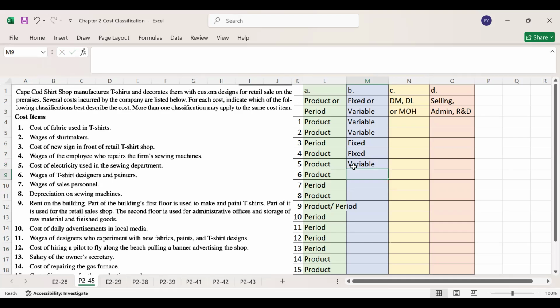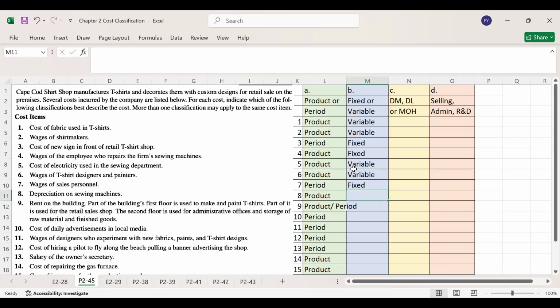Wages of t-shirt designers and painters. So if more and more demand is there, then the designers or painters are more and more required. So this is a variable cost. And number seven, wages of sales personnel salary. These are the wages, these are not the commission. So these are a fixed cost.